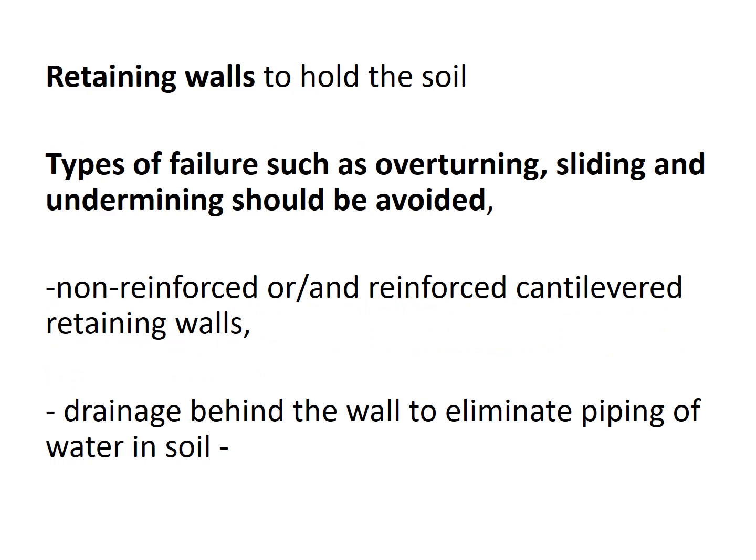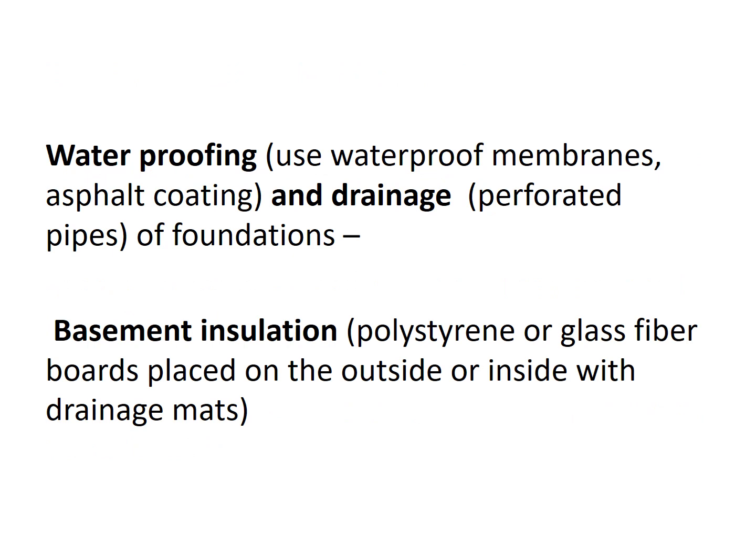Another way is sometimes you have to build retaining walls to hold the soil back from caving in to prevent types of failures such as overturning, sliding, and undermining. All these need to be avoided, and these non-reinforced and or reinforced cantilevered retaining walls are put in place, where drainage behind the wall is placed behind the wall to eliminate piping of water in the soil. Another item here is waterproofing, which is using waterproof membranes, sometimes an asphalt coating, and of course the drainage around the foundation with perforated pipes.